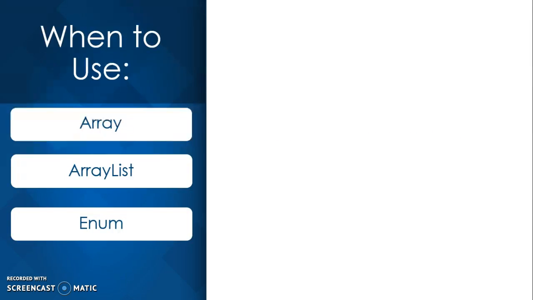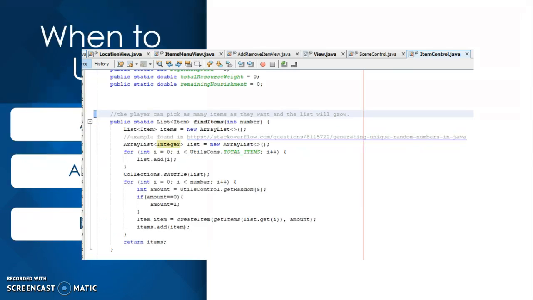Next, we have an array list. The difference between an array and an array list is that the length of an array list can grow or shrink. In this case, inside our item control class, we created an array list for find items that will allow our player to pick as many items as they want and add them onto the list. The list will be able to continue growing as the player finds the items.